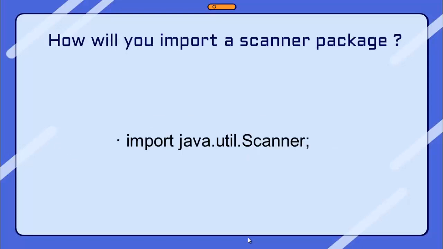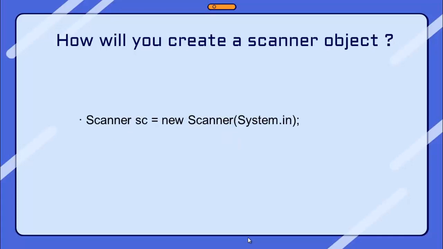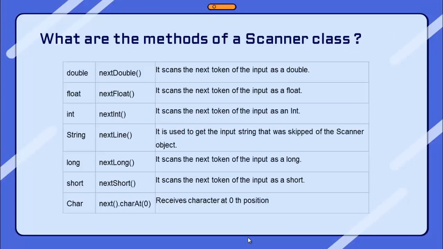How will you import scanner class package? import java.util.Scanner. How will you create scanner class object? Scanner s is equal to new Scanner of System.in. And these are the methods of the Scanner class: nextDouble scans the next token of the input as double, nextFloat, nextInt, nextLine, nextLong, nextShort, and next().charAt(0) can also be given. These are the methods of the Scanner class which are used to take the input.